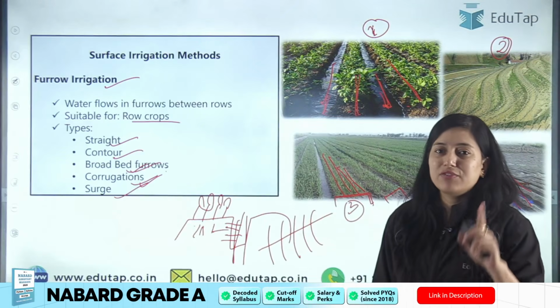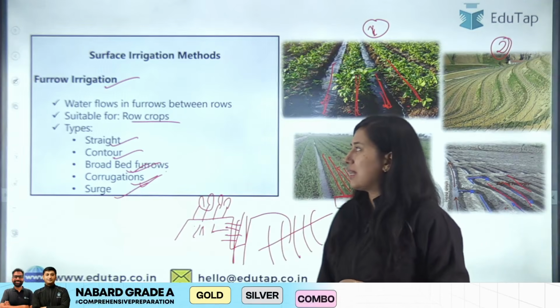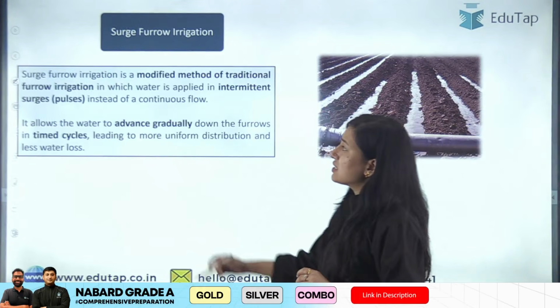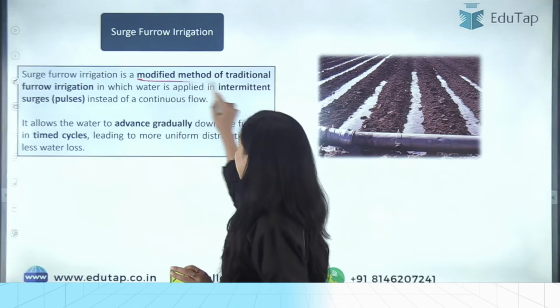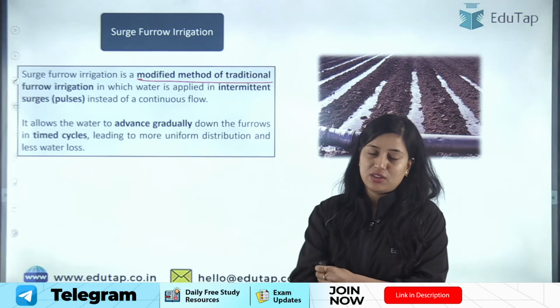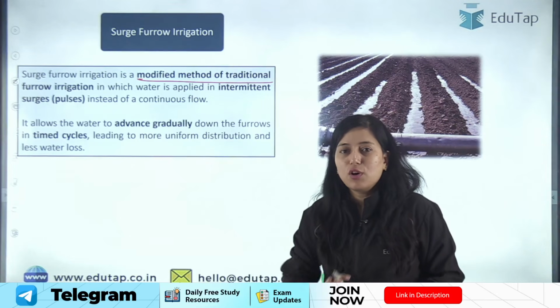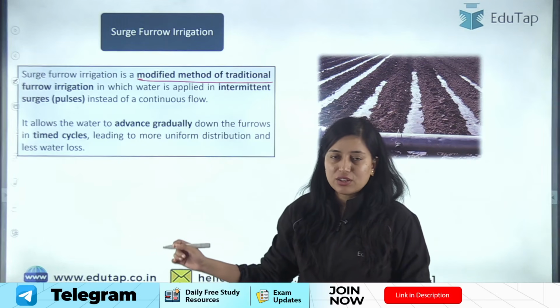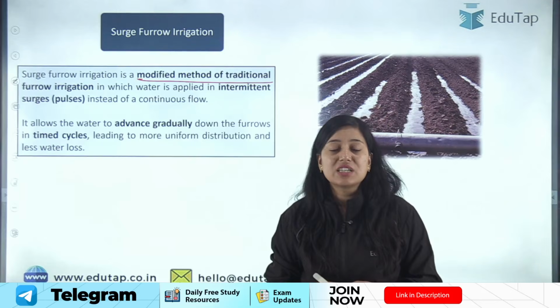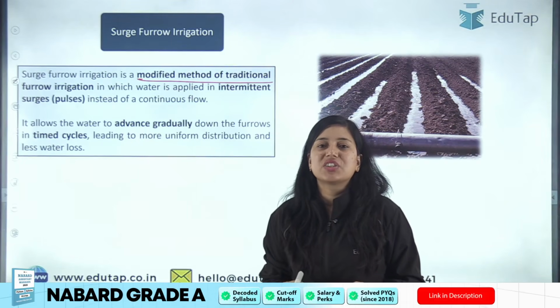Now next we have a very important one, which is the surge furrow method, which was asked in your examination, right? Now students, this surge furrow irrigation method is a modified form of furrow irrigation. This is the exact line which was asked in your examination: which of the following is a modified form of furrow irrigation method? So this was the surge irrigation method. Now what is the surge irrigation method?